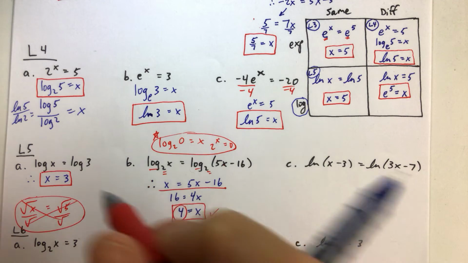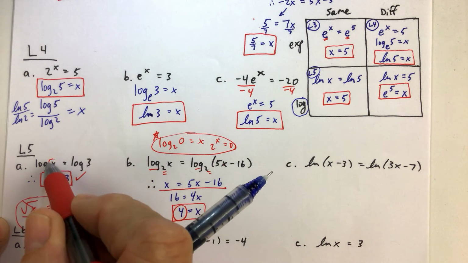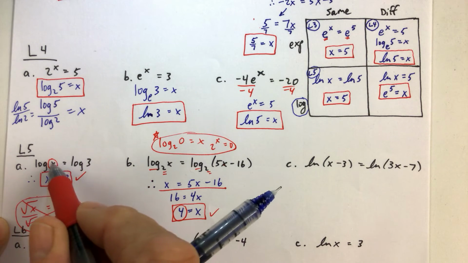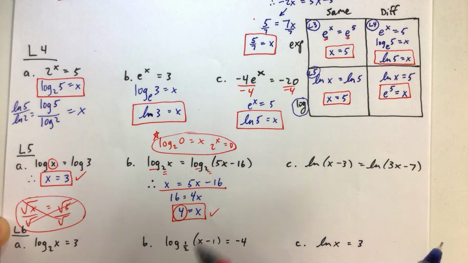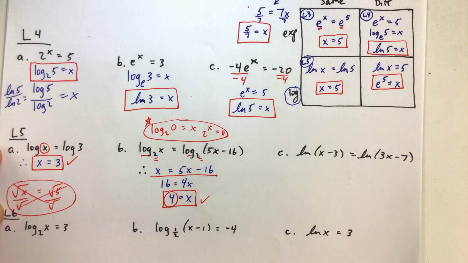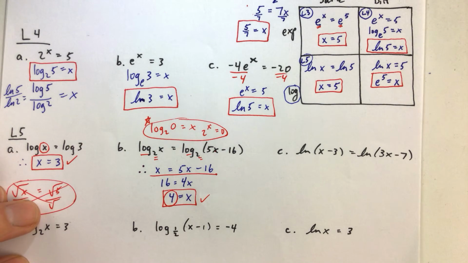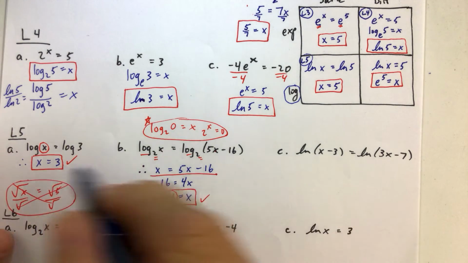I got lazy on the other problem, but if we put a 3 in for this x, certainly log of 3 equals log of 3, so check. I like to see the check mark, because it reminds me that I have checked my solution. All right, and sometimes you get more than one solution. So let's take a look at this last example here in level 5.